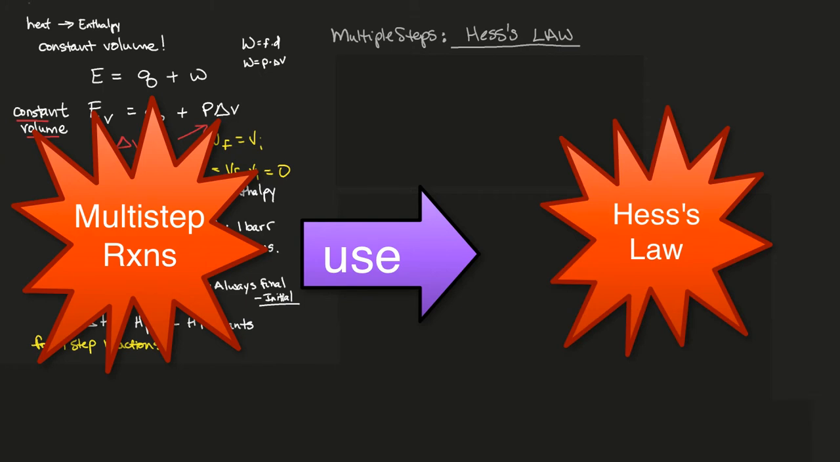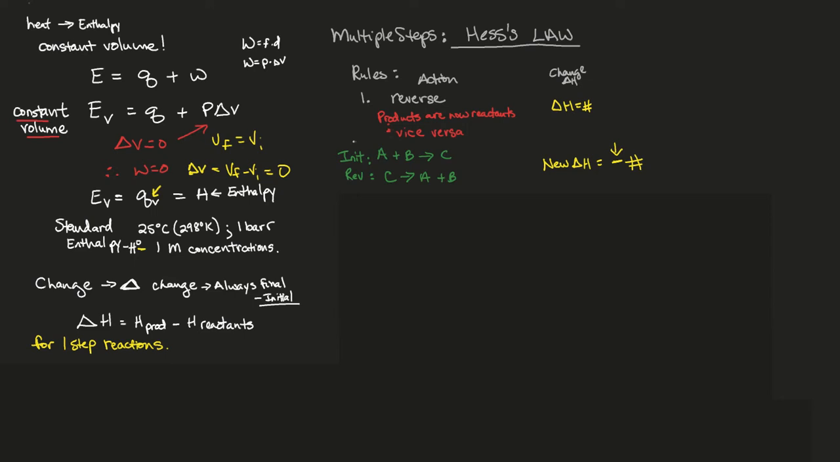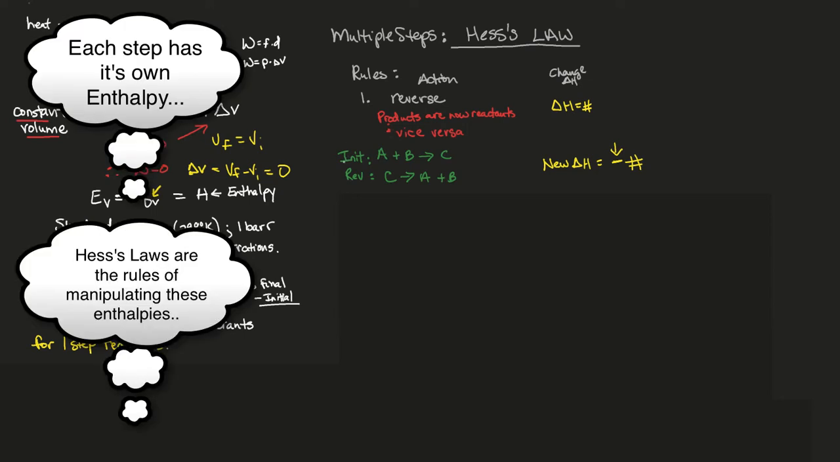Hess's law now is going to have some rules that allow you to manipulate a multi-step reaction to get an overall chemical equation that you desire. So each step is necessary to create the final result that you want. And each step has its own delta H. So when you manipulate these equations, what are you going to do to the delta H's? Well, here are the rules.